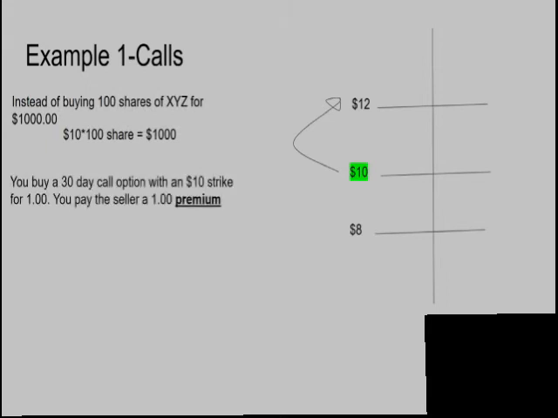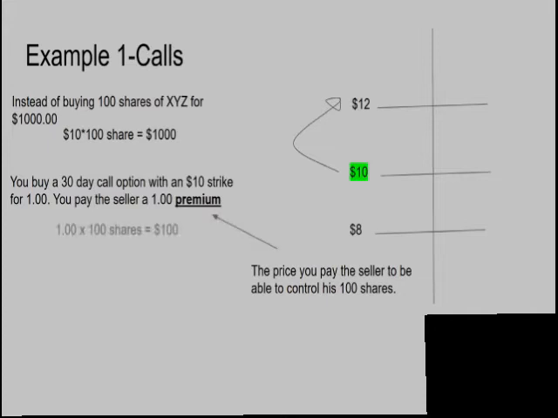Now we're going to assume it's January 1st. I just picked a month that I knew had 30 days in it. So you're going to buy a 30-day option on January 1st. You're going to buy a call option with a strike price of $10 for $1 apiece. You pay the seller a $1 premium. That's the price you pay the seller to be able to control his 100 shares. Remember, an options contract is 100 shares, so that $1 premium times 100 is $100.